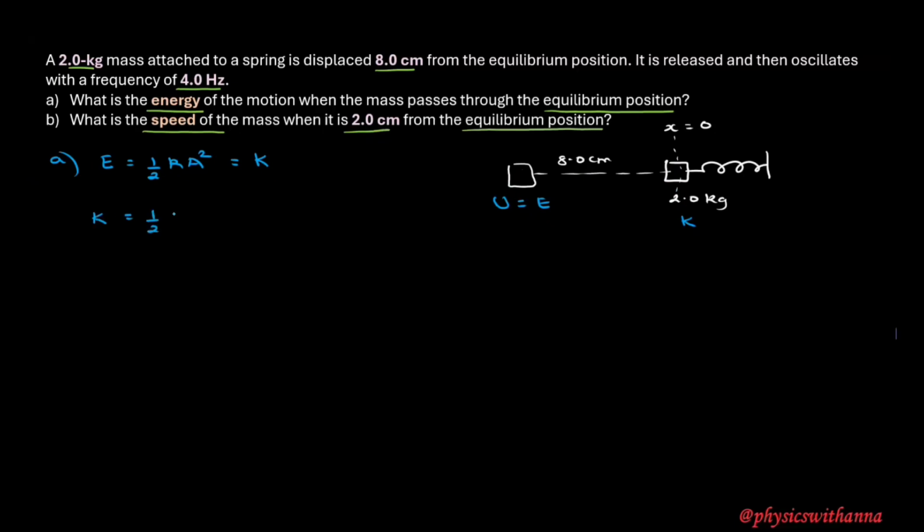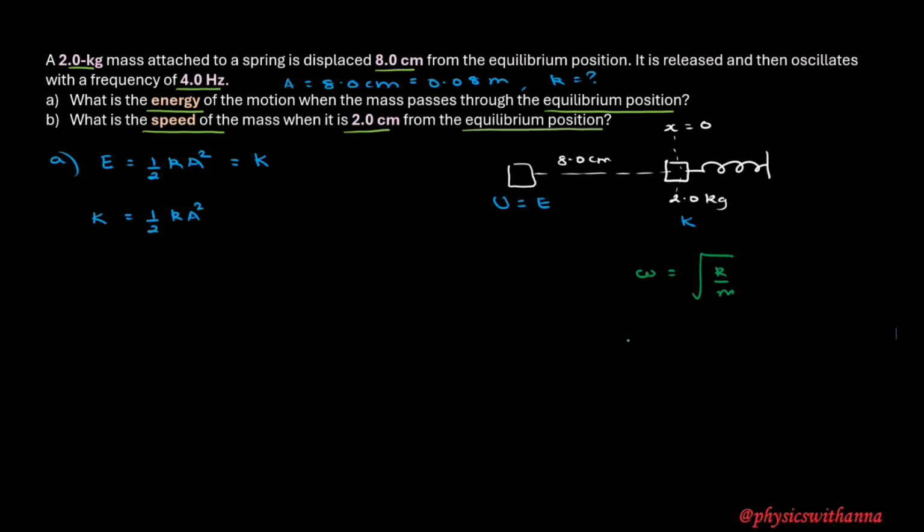This will become half k A squared. We know the amplitude A, which is 8 centimeter, which you can also write as 0.08 meter. But we don't know what the force constant k is. Now we can solve for k by using the relationship between frequency and force constant. We know that omega is square root k over m.